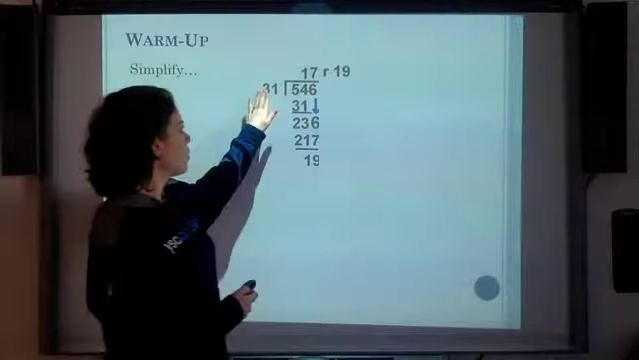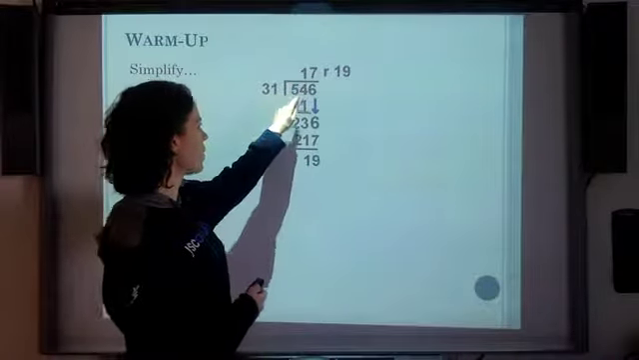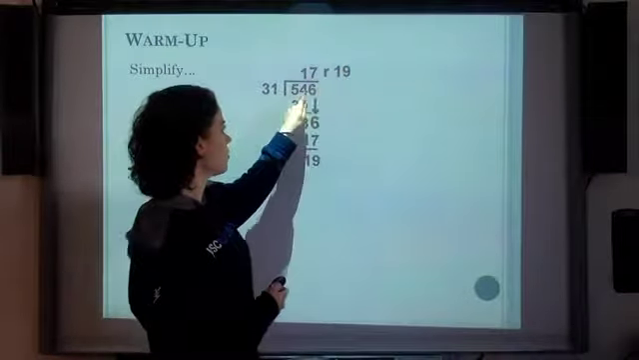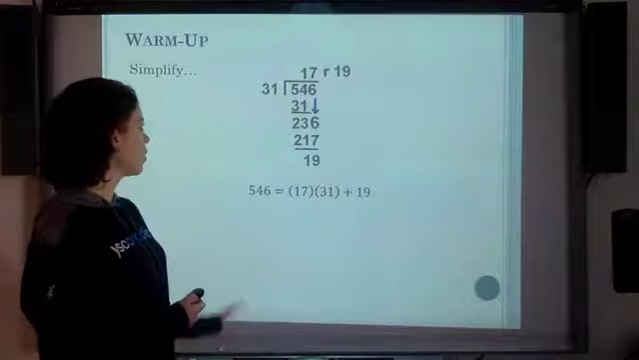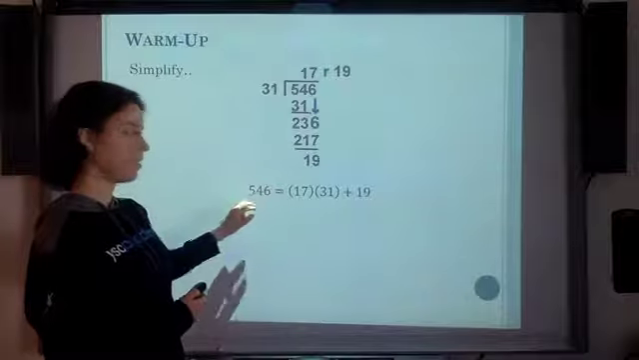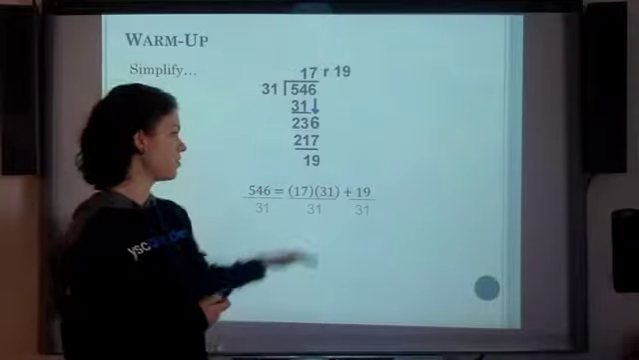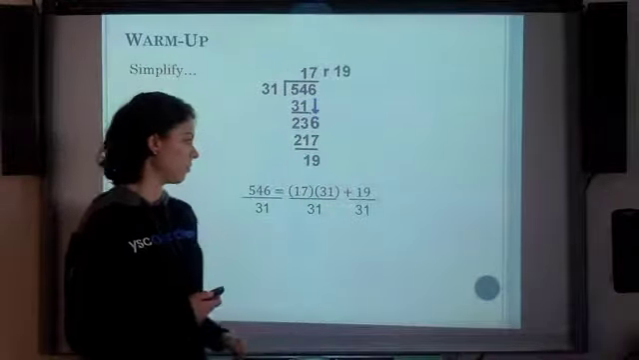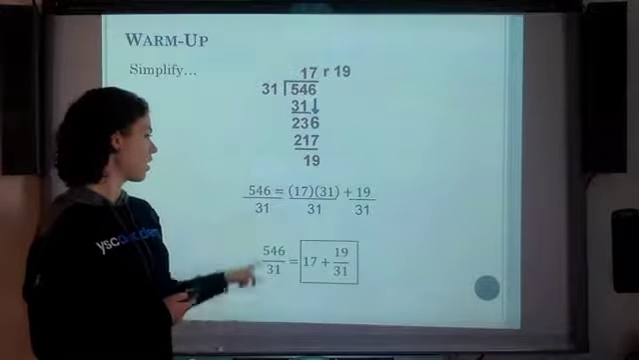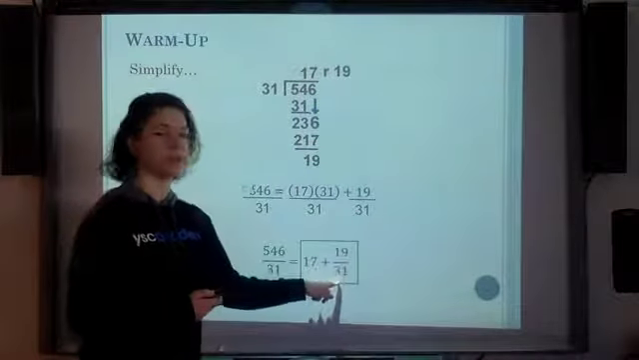If we think about how the 31, 17, and remainder of 19 are all connected, what this is saying is 17 times 31 plus 19 gives us 546. If you look at our original problem, it was 546 divided by 31. If I want to see how to write that at the end, I want to divide 546 by 31. If I do that on the left side of the equation, I have to do it on the right side of the equation to both terms. So if I divide everything by 31, the 31s will cancel out here, and I'll have that 546 over 31 is 17 plus 19 over 31.